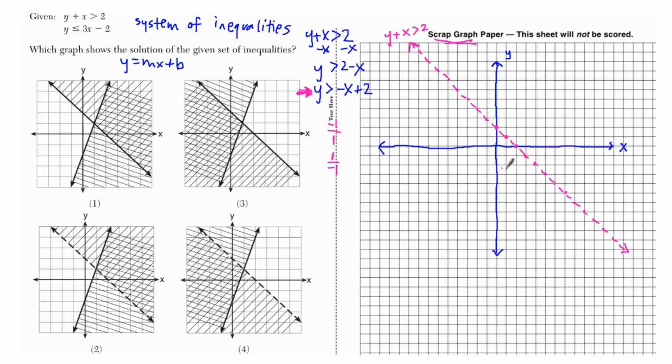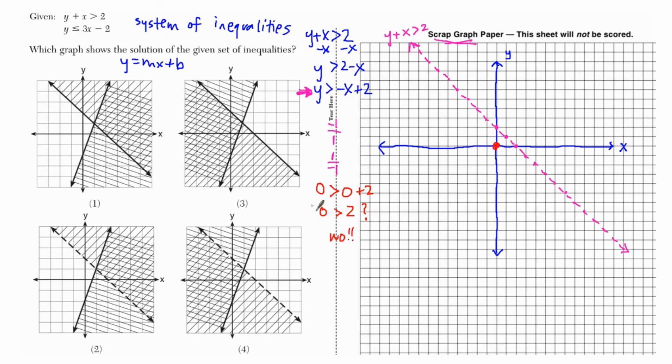And so you can just pick a test point. The easiest test point to pick is 0, 0. Unless, of course, the boundary line goes right through 0, 0, then you have to pick another test point. So we'll test 0, 0. So what we're going to do is plug 0 in for y and 0 in for x. So let's plug 0 in for y is greater than negative 0, which is 0, same thing, plus 2. So 0 plus 2 is 2. 0 is greater than 2. So is 0 greater than 2? We ask that question. And the answer is no.